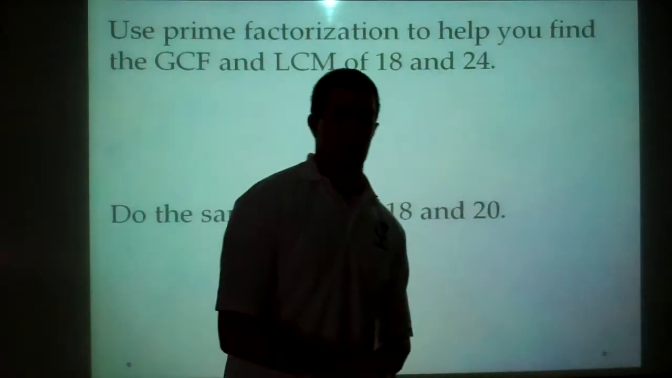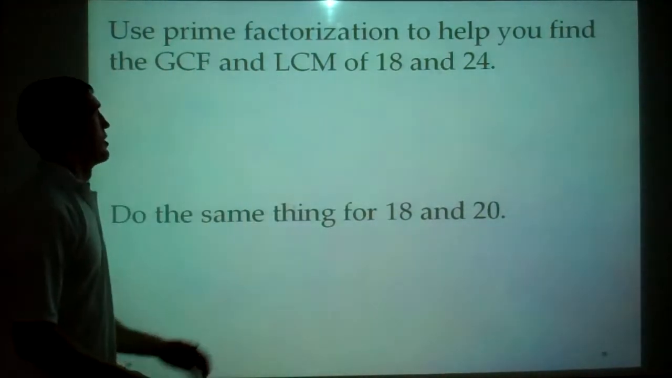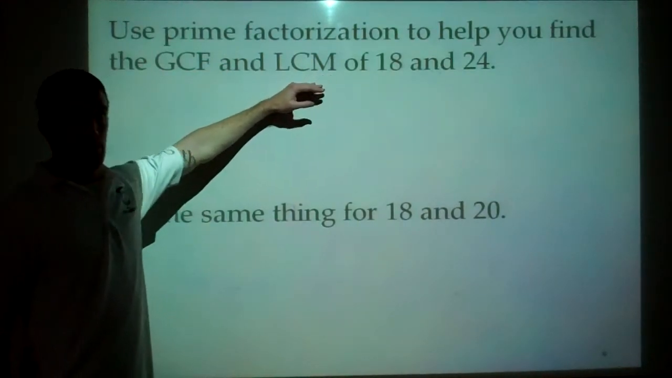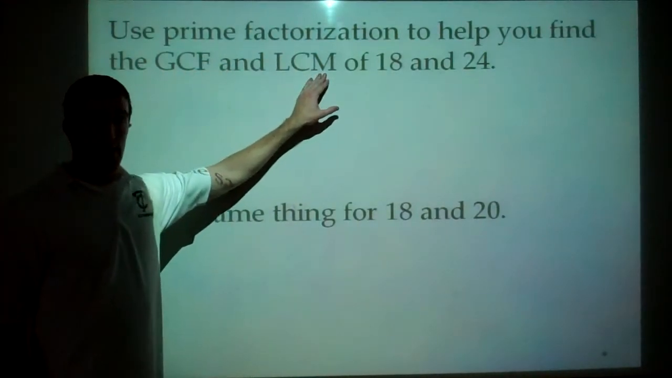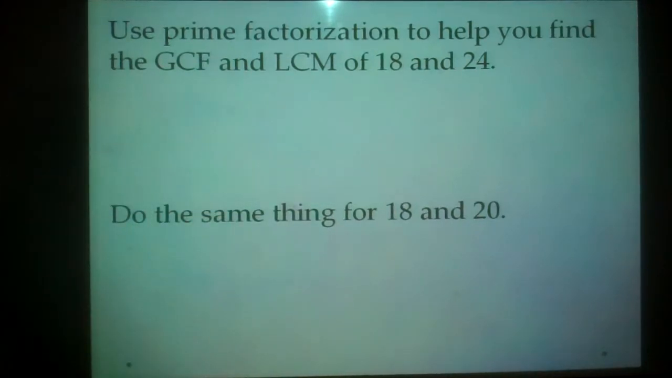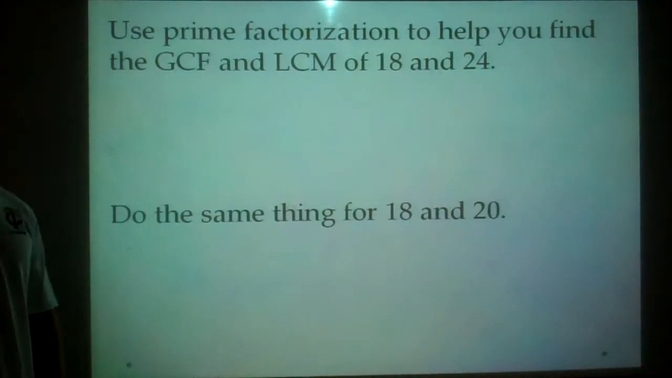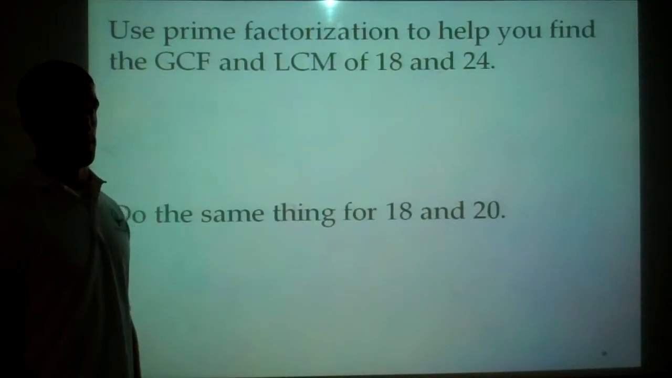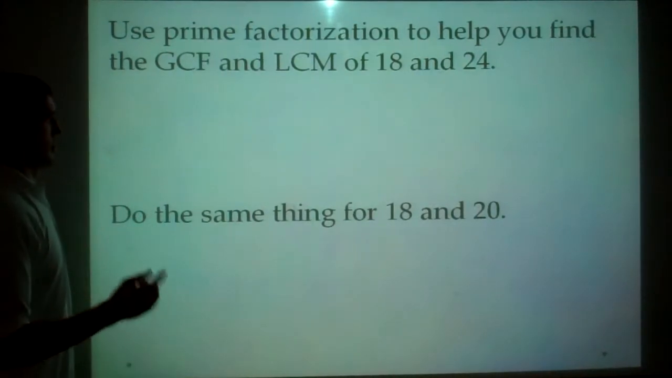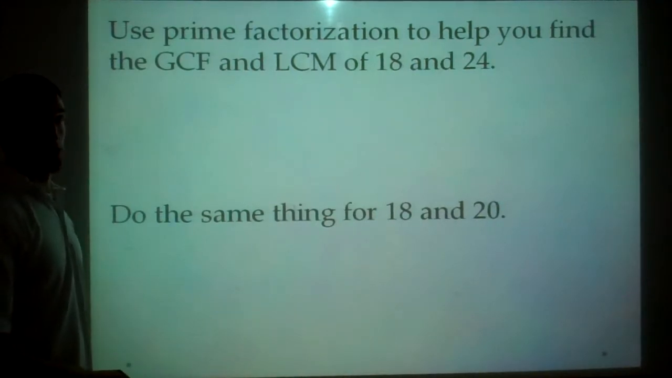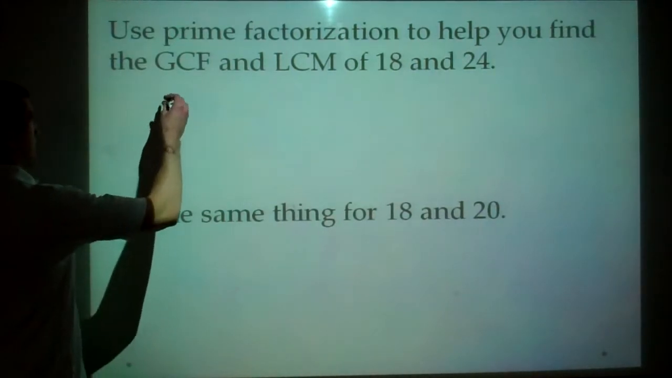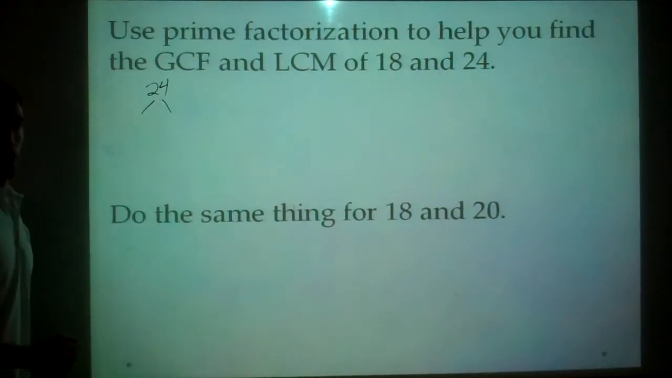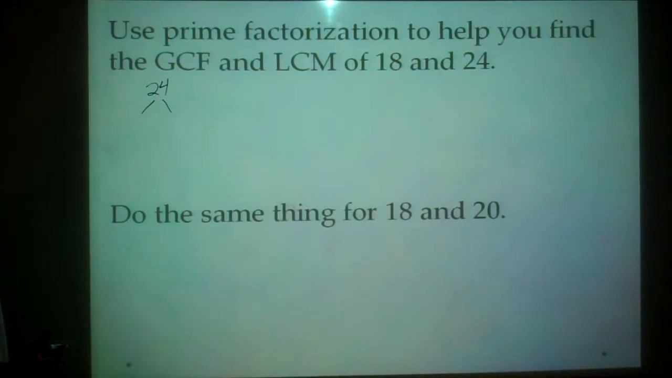Alright, let's check these out here. Now, remember we're going to use prime factorization to help us find the GCF and the LCM, greatest common factor and least common multiple, okay? These are a little easier examples, but we'll show you how it works so we can save some time and space. First thing you need to do is find the prime factorization of each number. And remember that includes breaking down the number into its prime factors.